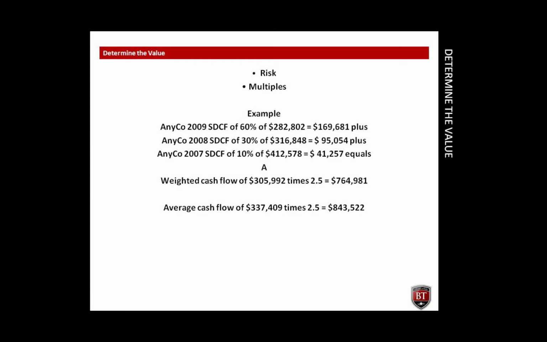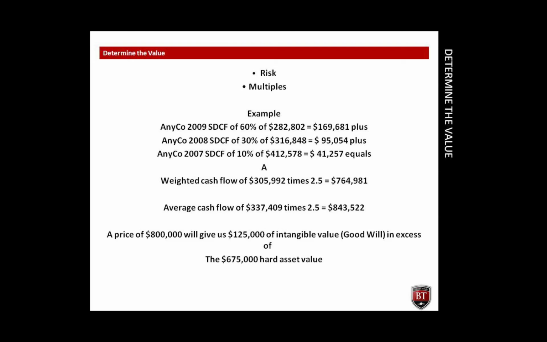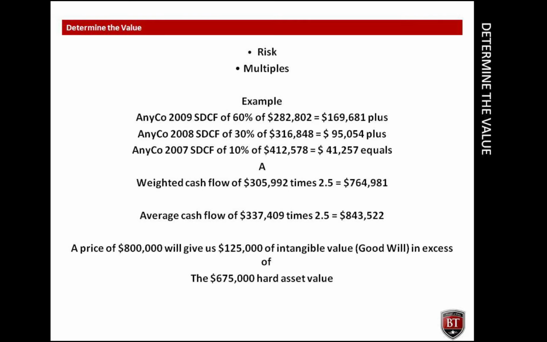One last point: if we use $800,000 as our asking price, $125,000 would be the amount of the goodwill involved. This is the amount by which the price exceeds the hard asset value of the business.